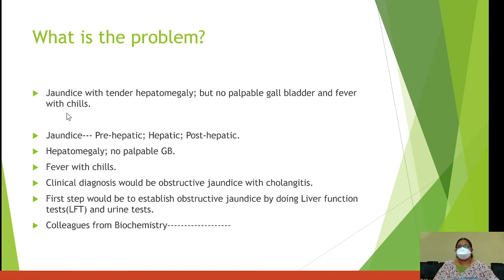So, the problem is jaundice with tender hepatomegaly, but no palpable gallbladder, and fever with chills. Jaundice can be prehepatic, hepatic, or posthepatic jaundice. On examination, hepatomegaly is there, but there is no palpable gallbladder. Then in the history, there is fever with chills. So the clinical diagnosis would be obstructive jaundice with cholangitis.